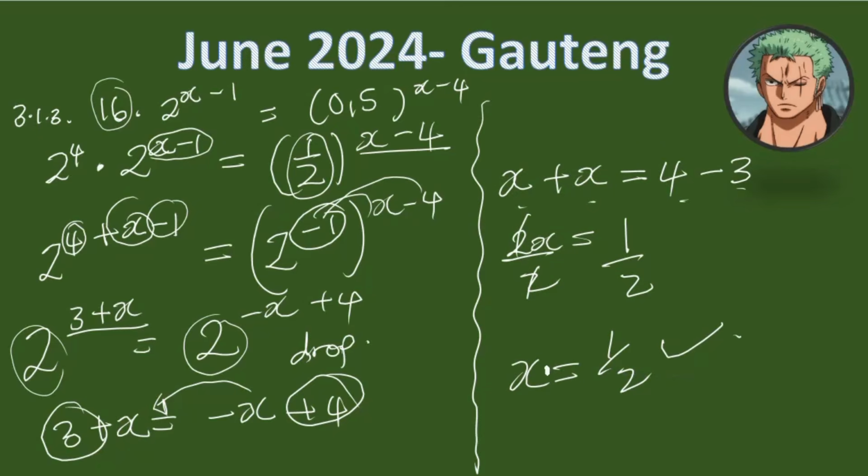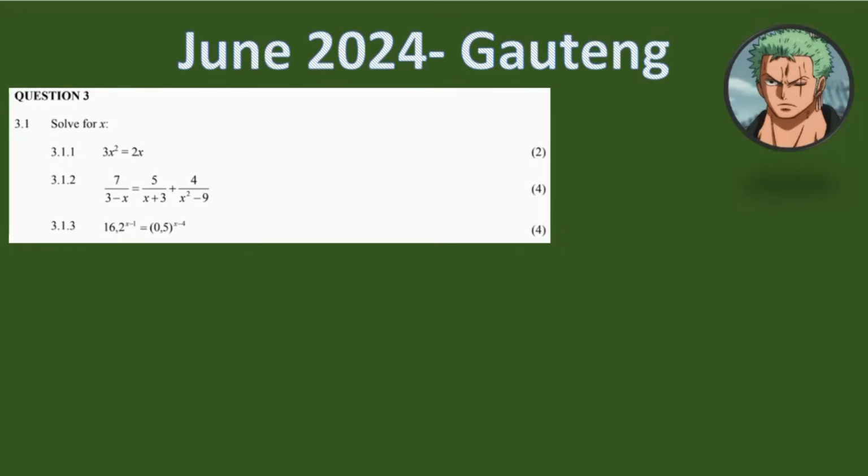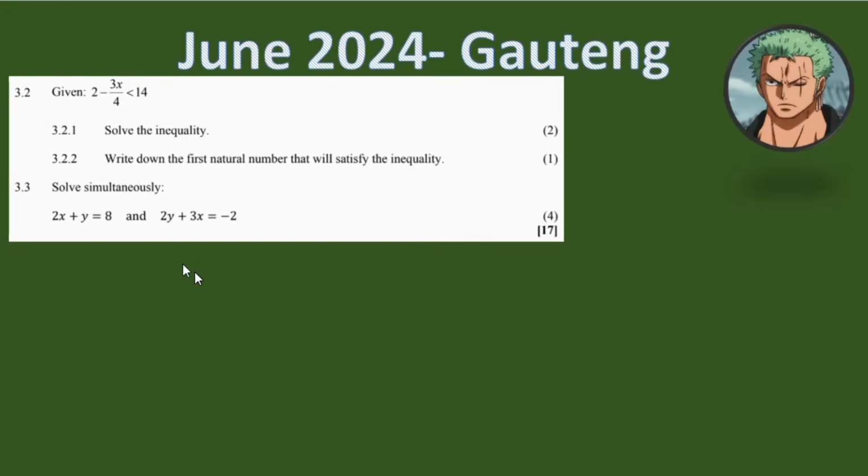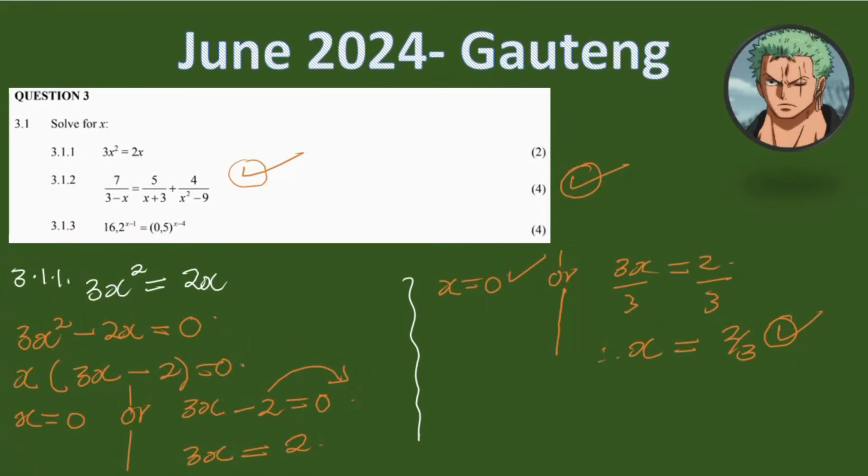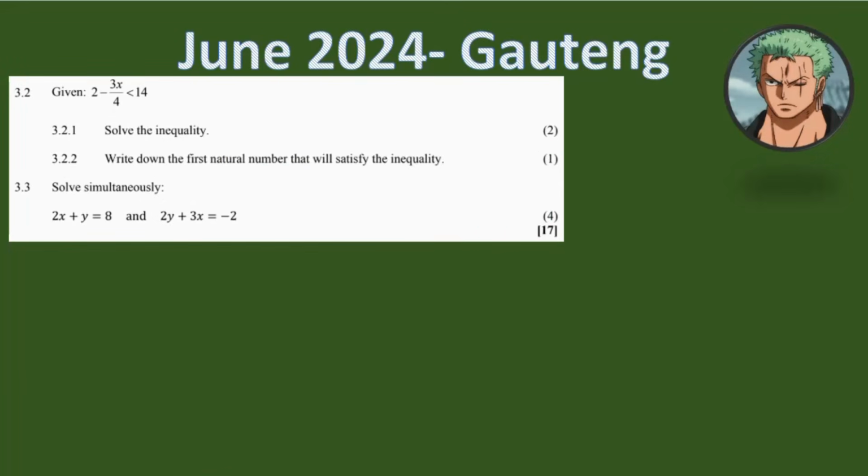Beautiful 4 marks question there. I hope you also enjoyed it. Right. So that was that. I hope you guys really enjoyed that one. Now I need to move on to the next paper, which is this one. Still the Gauteng paper, but now I'm on question 3.2. You see that? And now I'm dealing with inequalities.